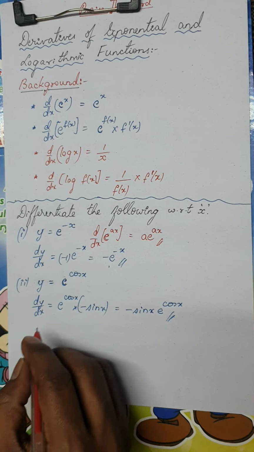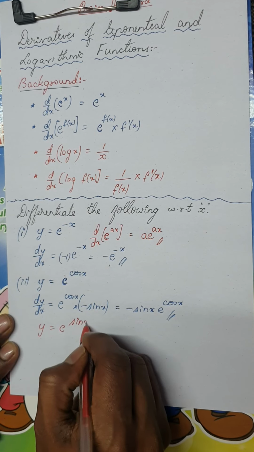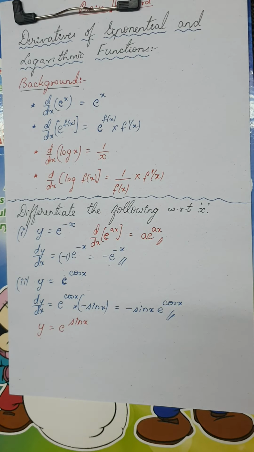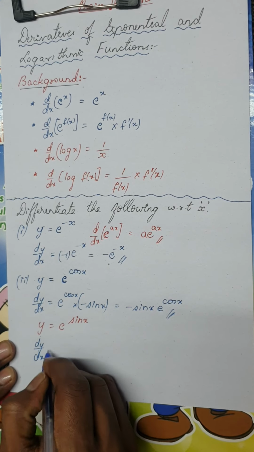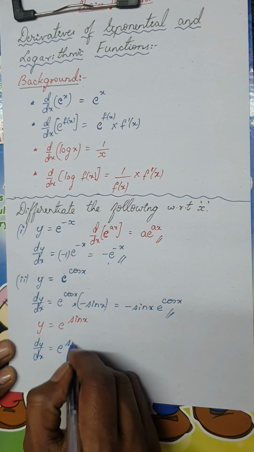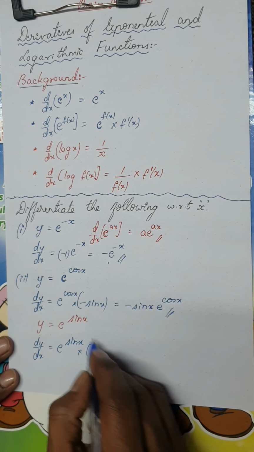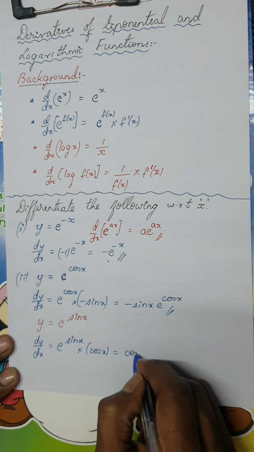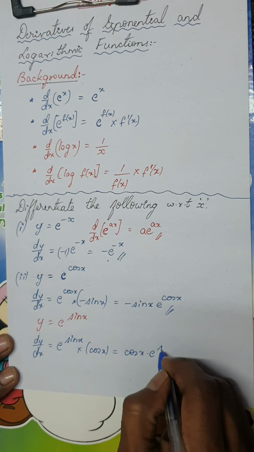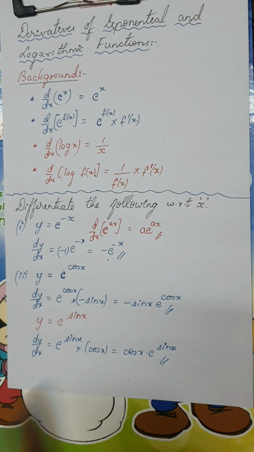In case he had given y is equal to e power sin x, what would you do? Maybe e power sin x or e power cot x or e power tan x, whatever it is, follow the same procedure. It follows the procedure e power sin x into the derivative of sin x. The derivative of sin x will be cos x. So this becomes cos x into e power sin x. So this is the derivative.